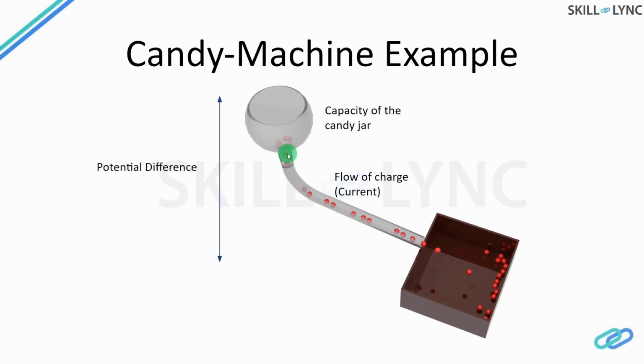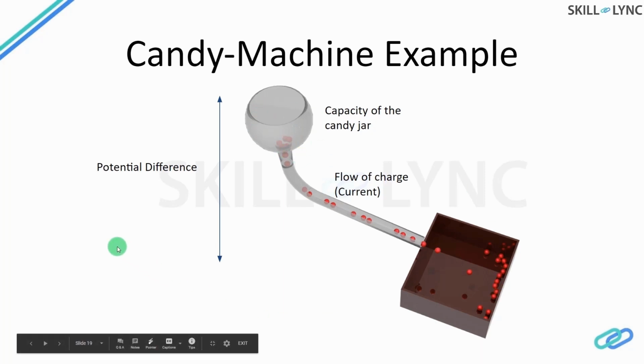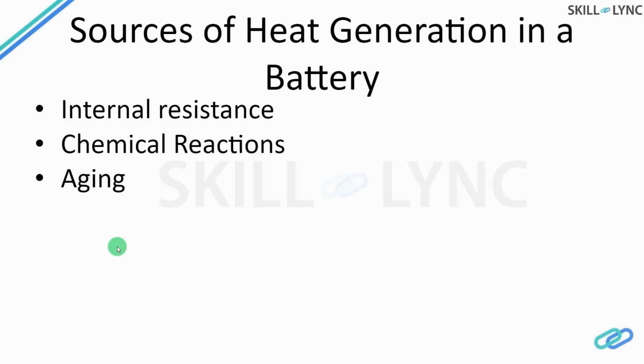And the difference in density of the charge on the left hand side and right hand side is basically what you call potential difference. So now that we have talked about the fundamentals of battery, the other thing that we need to talk about is the sources of heat generation in a battery. Now, why is this important?